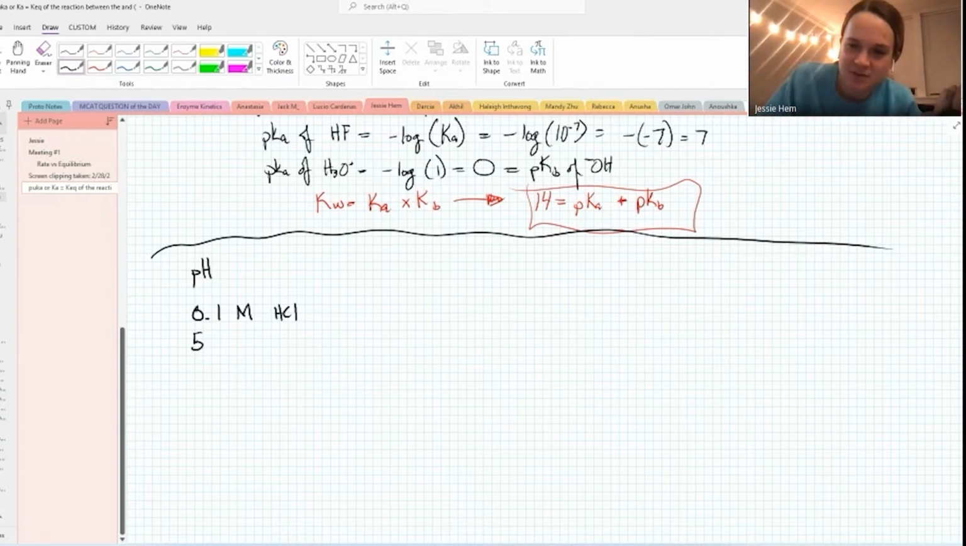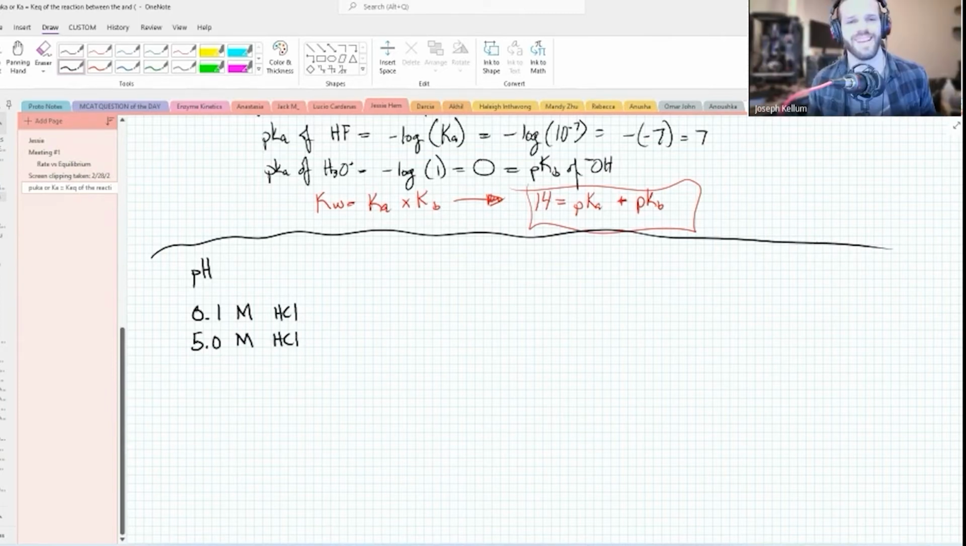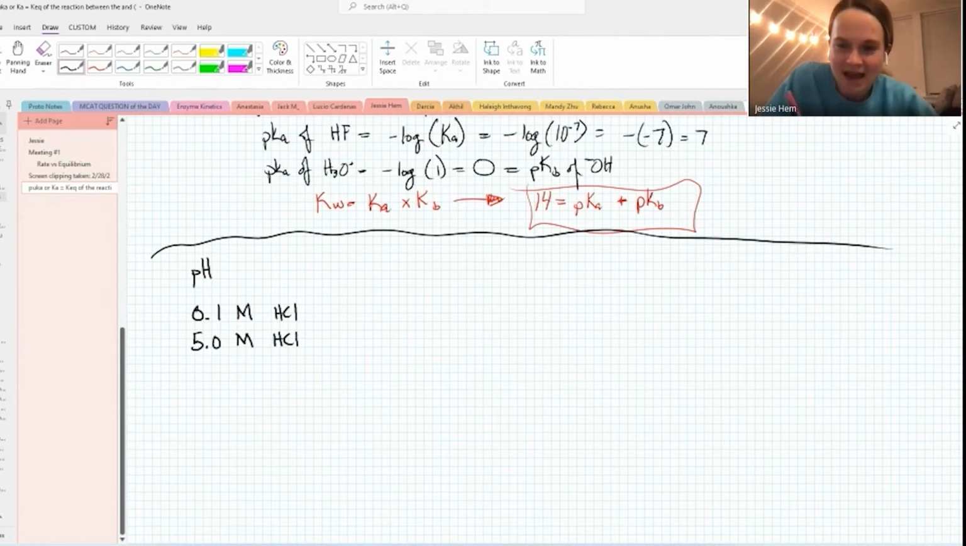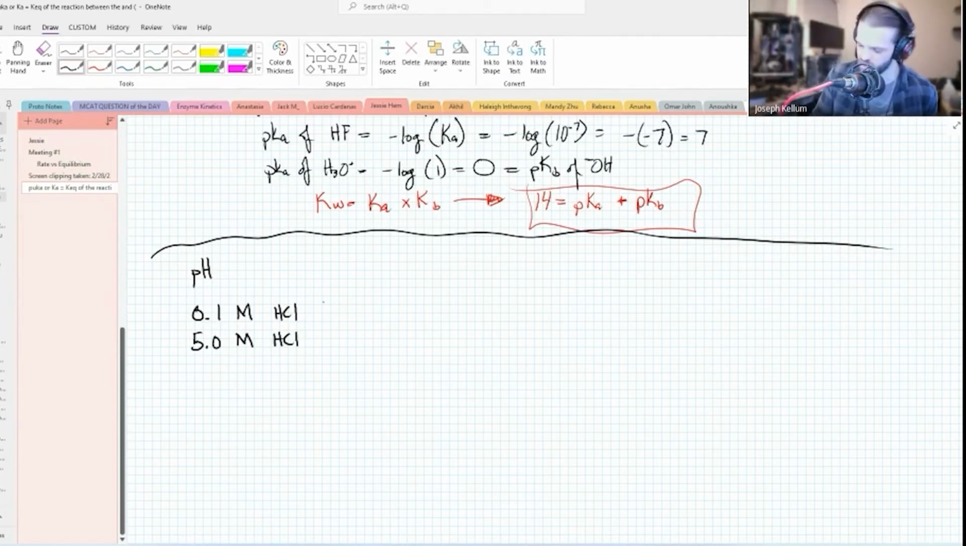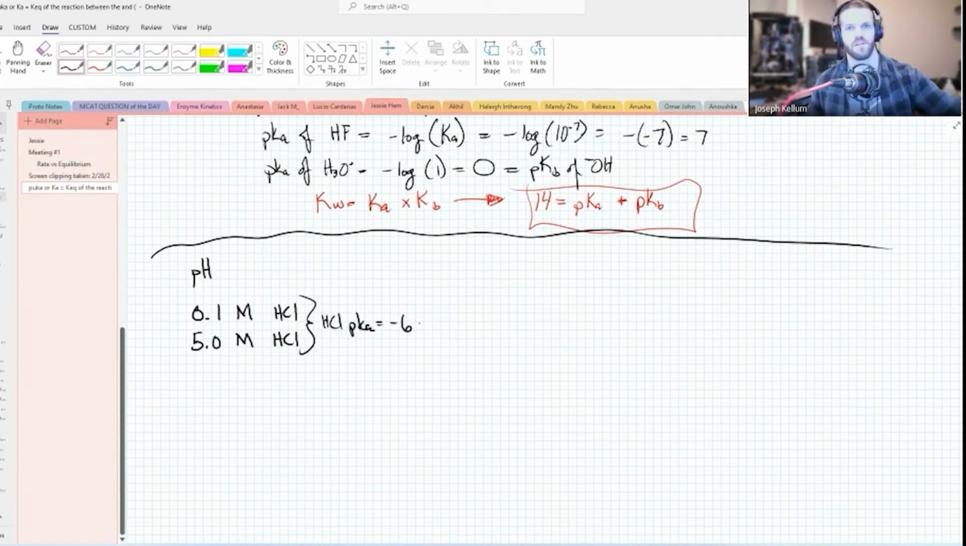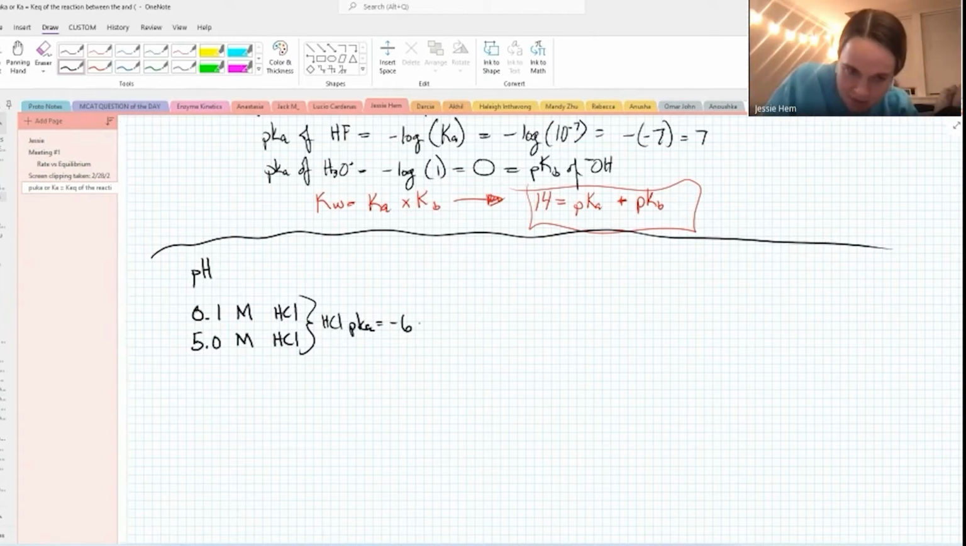We want a buffer of a certain pH and we just add HCl in inconspicuously on the bench. We're supposed to do it in the hood, but yeah. The pH changes, but the pKa of HCl is still the same. I see what you're saying. Yeah, exactly. So these two solutions will have very different pHs, even though HCl's pKa is always going to be -6 or whatever. I see. Okay.